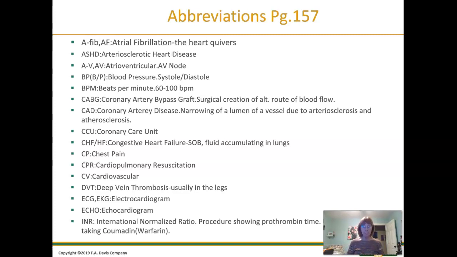The INR, that's a procedure. It's International Normalized Ratio, and this is a procedure showing prothrombin time, which is also called PT. It's used with patients taking Coumadin, and the generic name for Coumadin is warfarin. We're not really working with pharmaceuticals because I think that's just a little too advanced, but you will pick up on it. This is a common drug. A lot of people are on Coumadin or warfarin, and they have to have blood tests done every month.